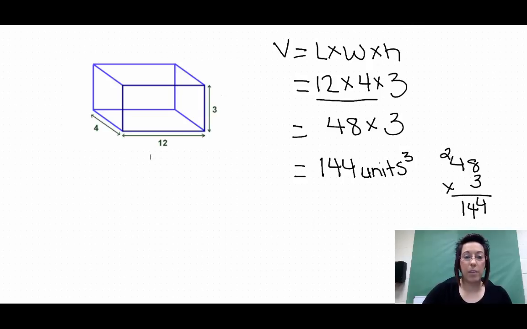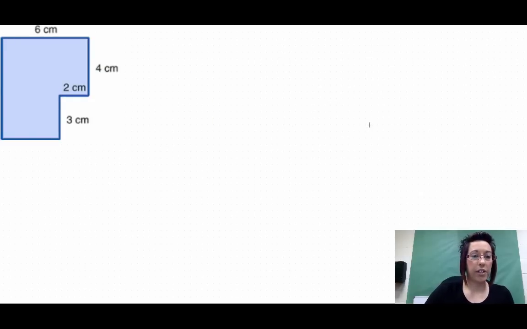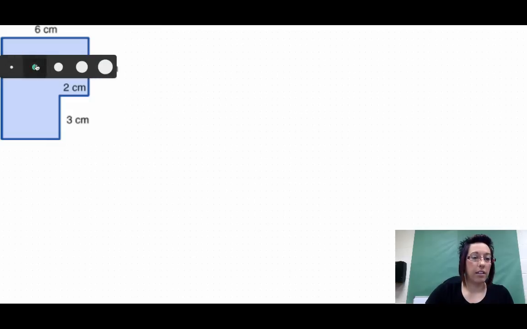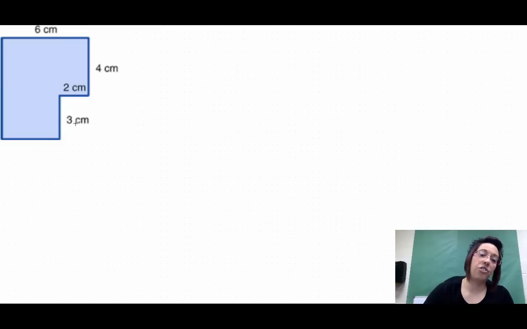Units just tells me we don't know what it was measured in. So here is another shape. This is an irregular shape. So when we look at shapes like this, we have to cut them into sections and find the volume.